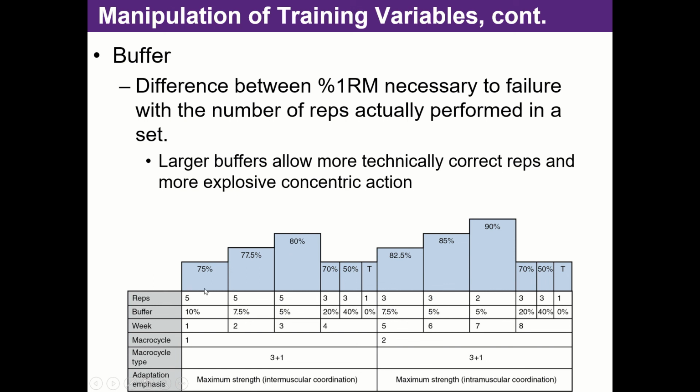And so what you can see here is they're doing the same number of reps, but lower intensity. So they've got bigger buffers. They're moving from 10% buffer to 7.5% to 5%. So they're not doing true repetition maxes. They're only doing 5 reps, but they're not doing 85%. And so you can decrease the buffer, and that's another way to increase the intensity. It's kind of a way to think about it. And they're doing the same thing over here.